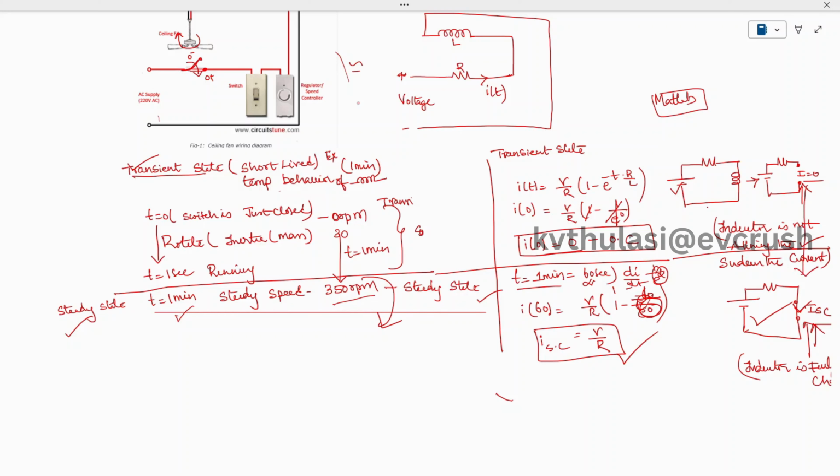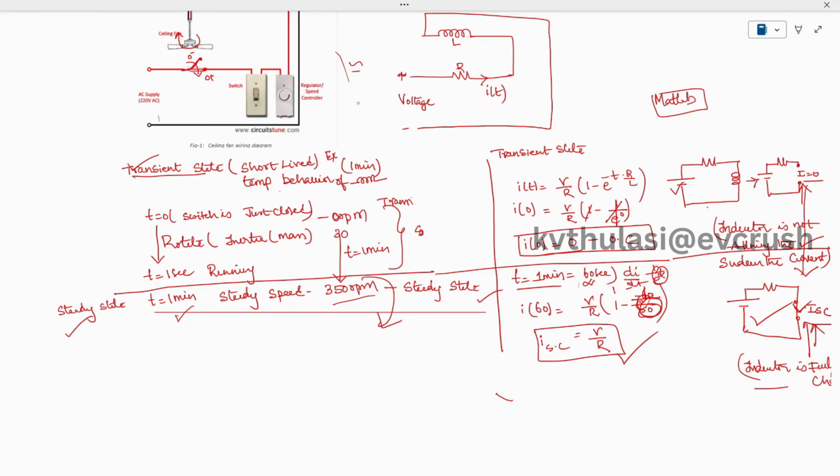Later on, as time increases to 60 seconds, or just for the time being I have taken 60 seconds, because generally it will be 4 seconds or 5 seconds. In 4 seconds, the current will automatically flow and the inductor gets charged.